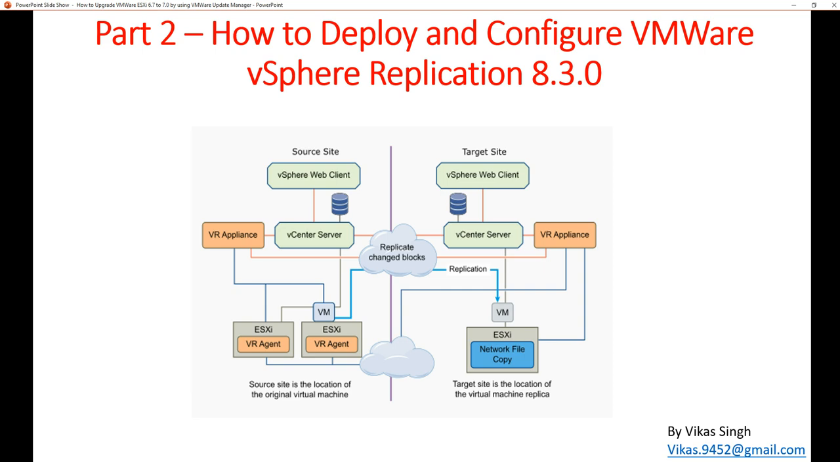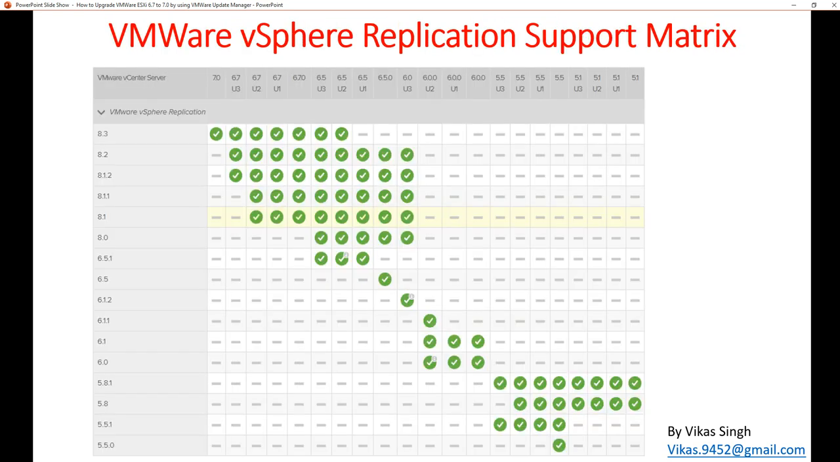In the infrastructure which we are going to use in the demo, we have two sites, a source site and a target site. The source site is our production site and the target site is our DR site. We are going to set it up in the same way. Before you start the VMware replication deployment, you need to make sure you have a supported version of VMware replication and vCenter server, because both depend on each other.